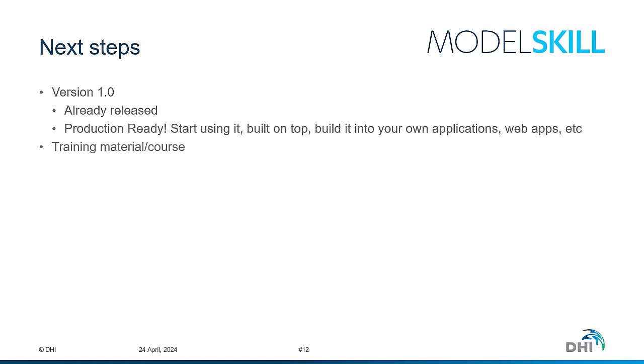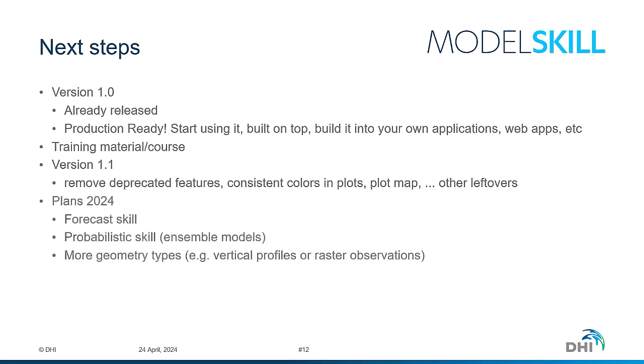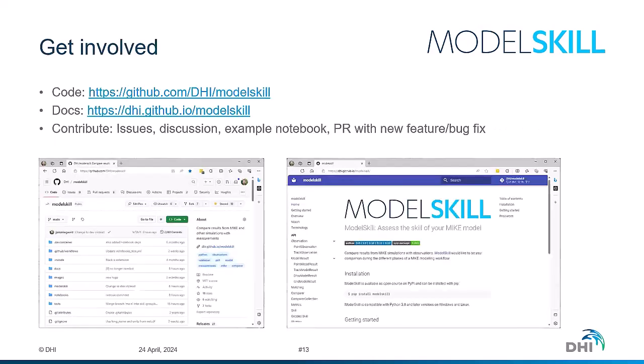We are still in the process of making additional training material and designing a course around this. And then, of course, we have a few leftovers that will soon be released in version 1.1, like better colors and the mapping plots that Henrik also showed. And we also have more plans for this year in terms of working with forecast skill, probabilistic skill assessment, for example from ensemble models, and also supporting more geometric types.